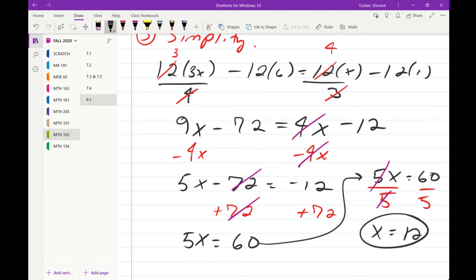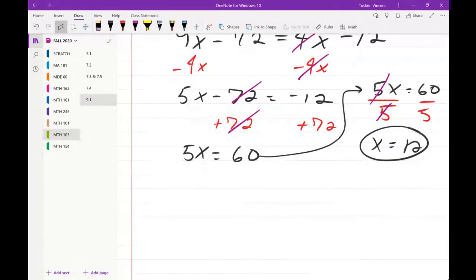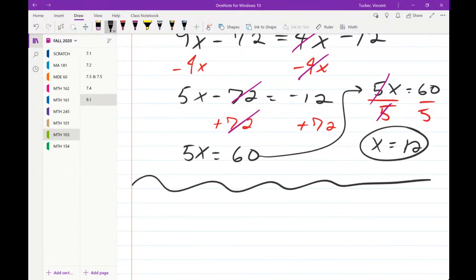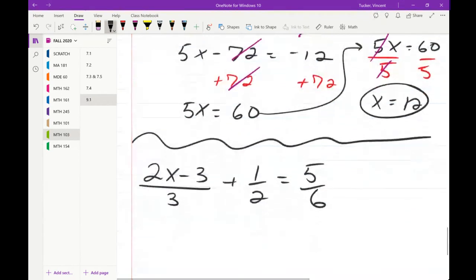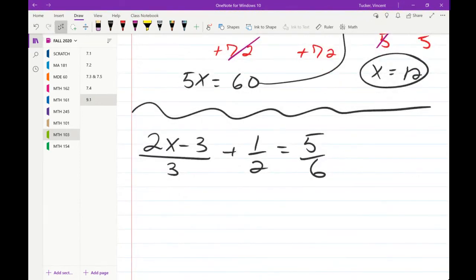All right, let's do one more using that process. All right, so we have 2x minus 3 over 3. That whole quantity is over 3. Plus 1 over 2 equal to 5 over 6.